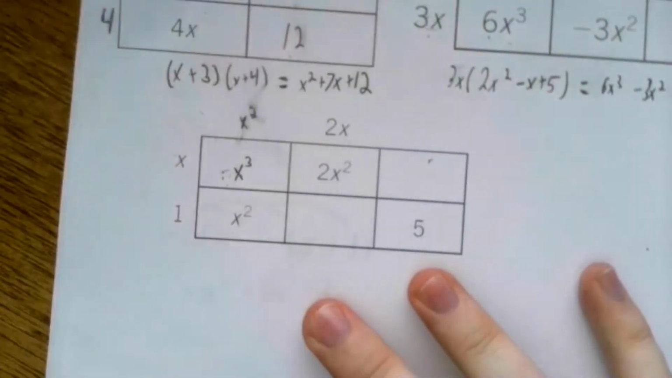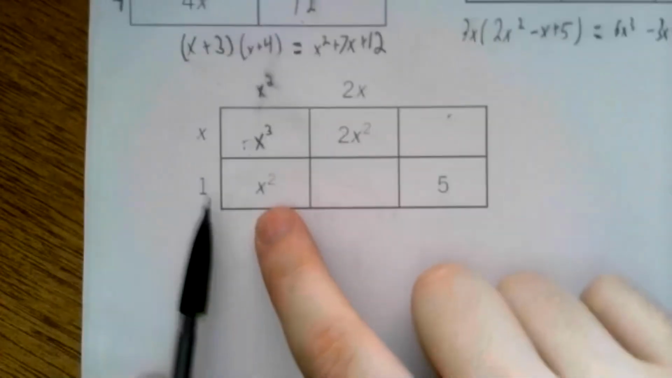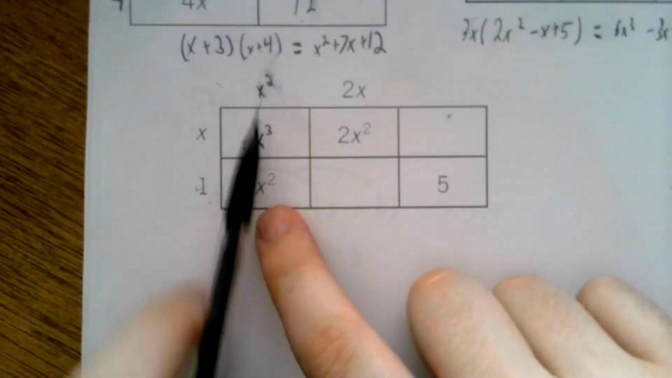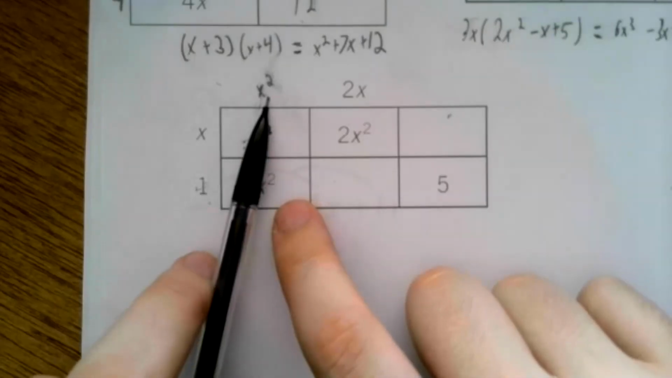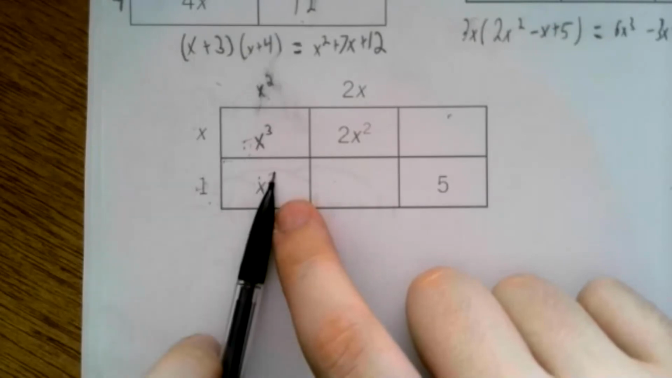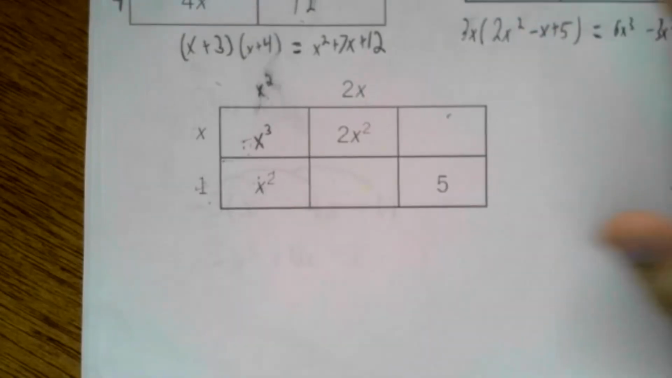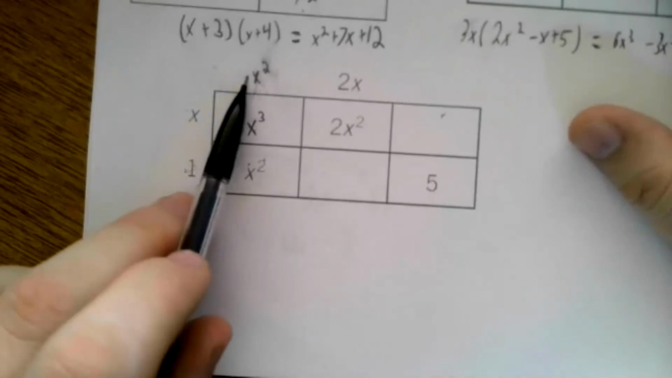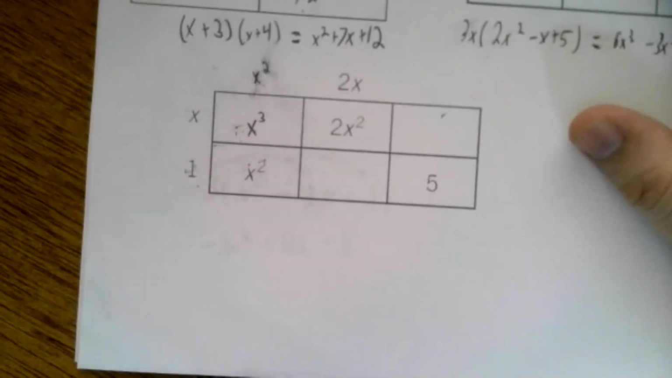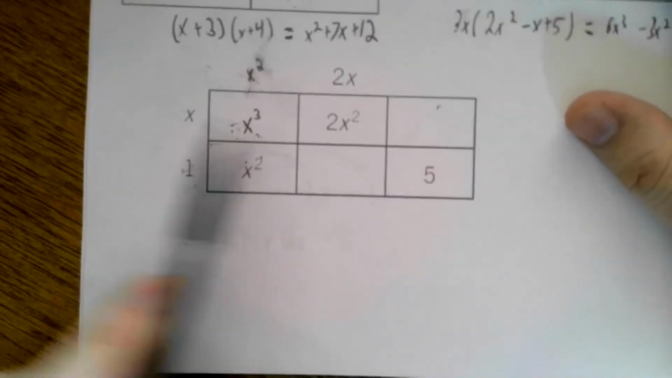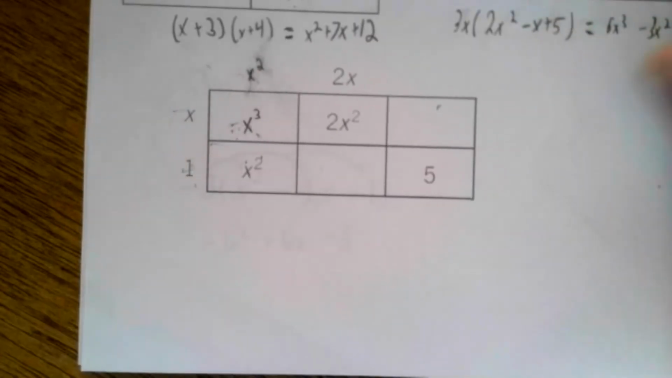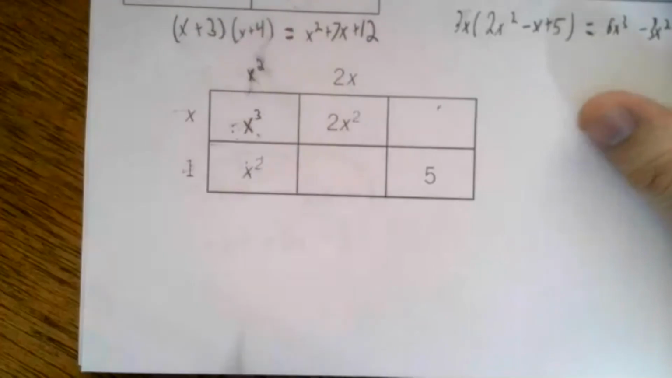And the reason that it's x squared is, look at this term right here. I have 1 times something equals x squared, right? And the only thing that I can get to x squared by multiplying by 1 is x squared, because anything multiplied by 1 is itself. Yeah, so x squared has to be on the top here. Yep, I agree with that. And then after that we can fill in this. So x times x squared is x to the third. Yep, I agree with that.